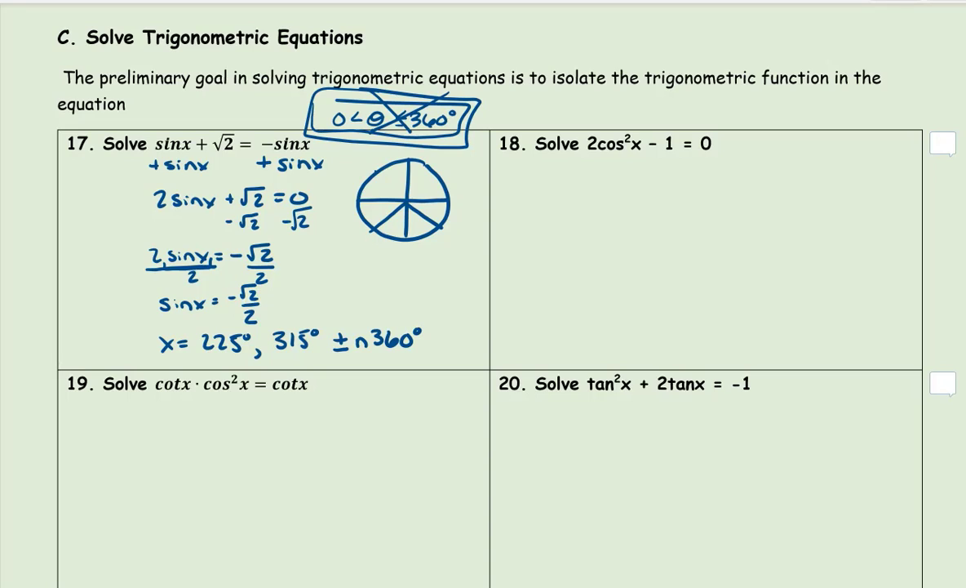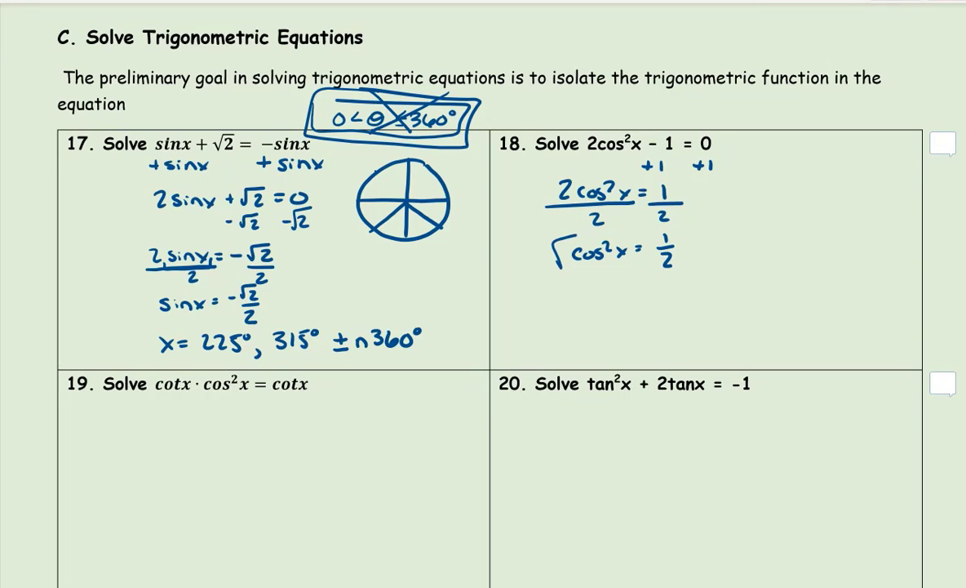So we have: solve 2 cosine squared x minus 1 is equal to 0. What we're going to do first is add 1 to both sides because we want to isolate the trigonometric function. So we have 2 cosine squared x is equal to 1. Again, we're going to try to get that cosine all by itself, so we're going to divide both sides by 2. So now we have cosine squared x is equal to 1/2.